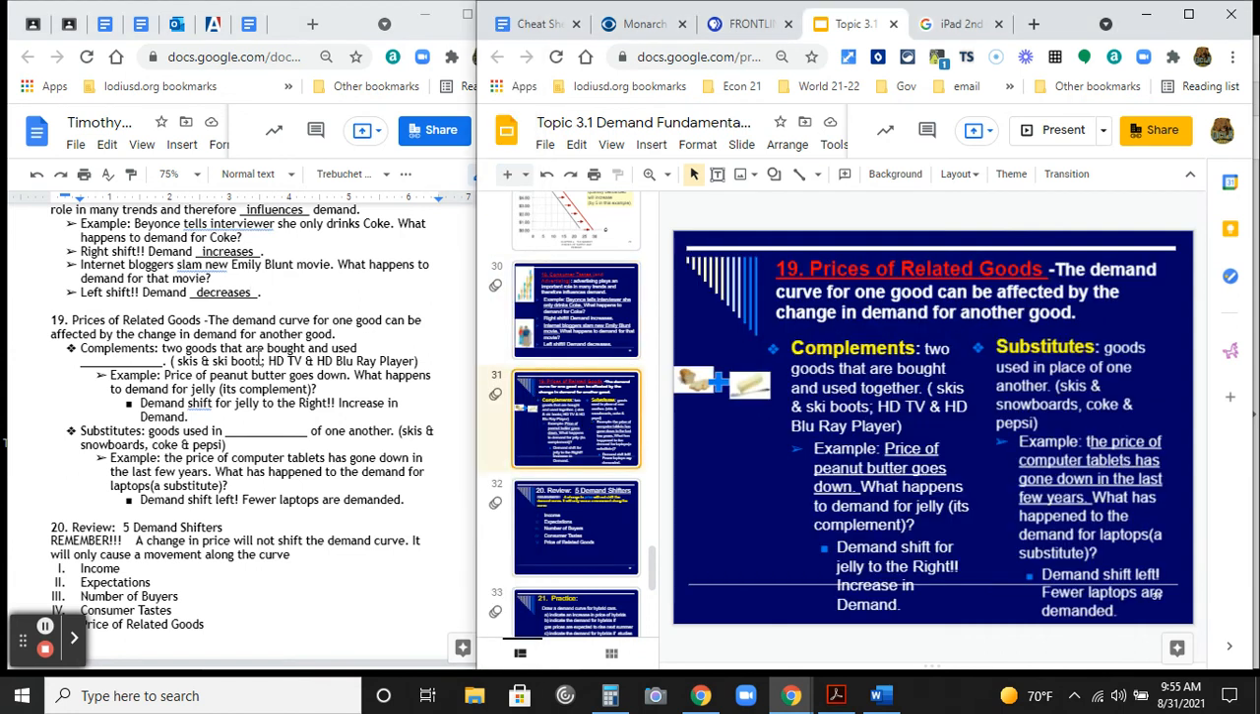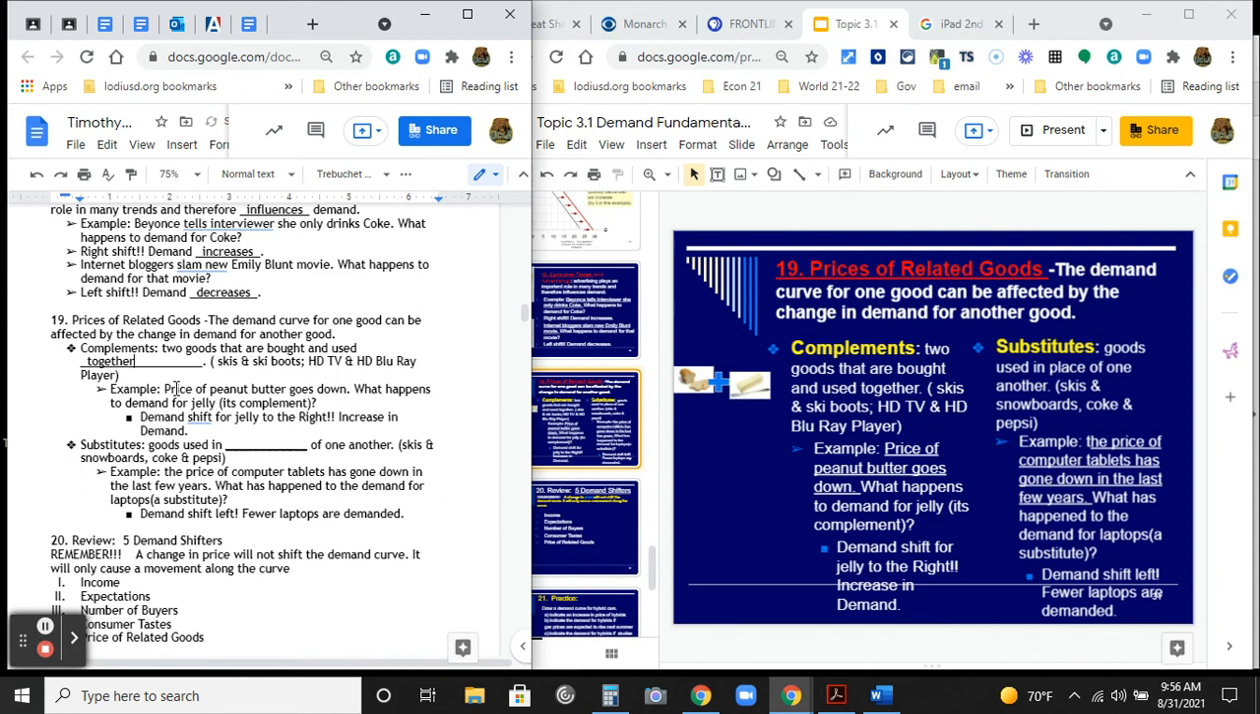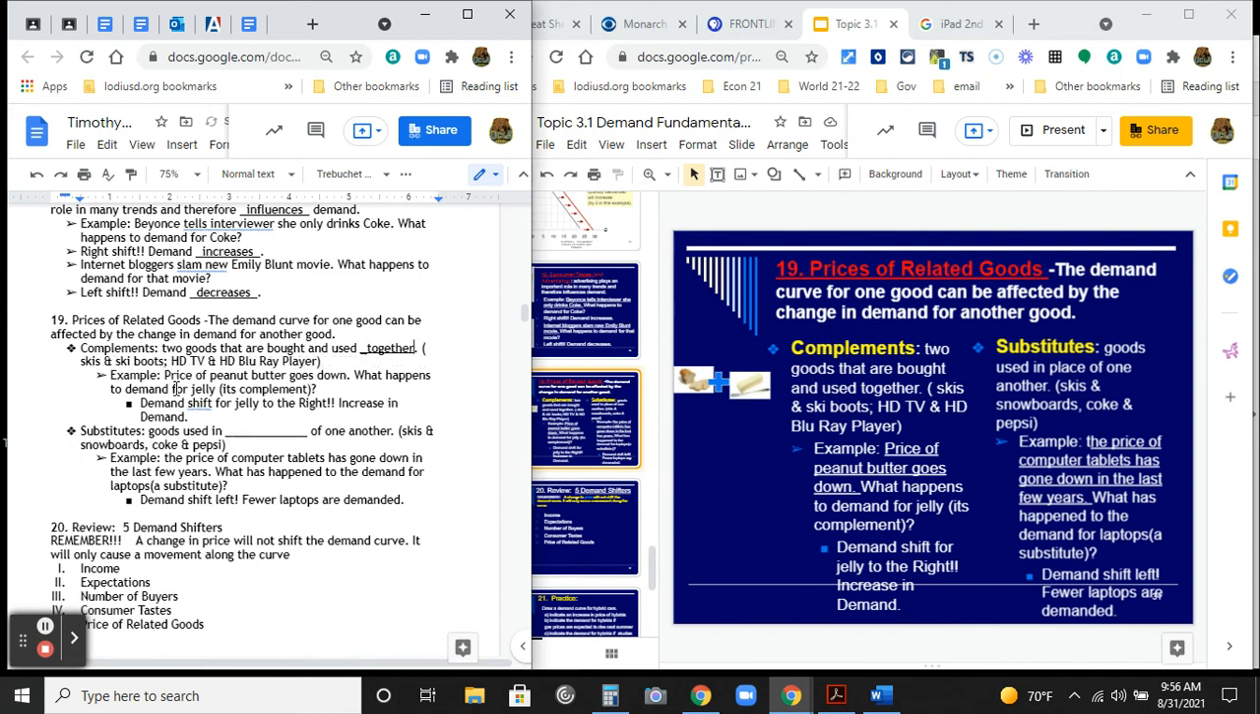Price of related goods. This can cause demand shifts too. Some goods are complementary: peanut butter and jelly, peas and carrots, skis and ski boots. A basketball and basketball shoes. You kind of need both. It's a package deal. Otherwise, it doesn't work. HD TV and an HD player. You need both. So complementary goods are goods that are typically bought, sold, and used together. They're a combo. Without one, the other one's not as effective.